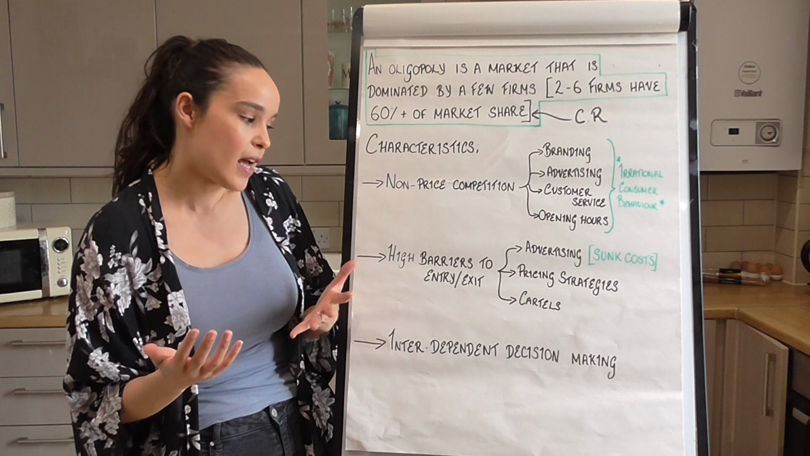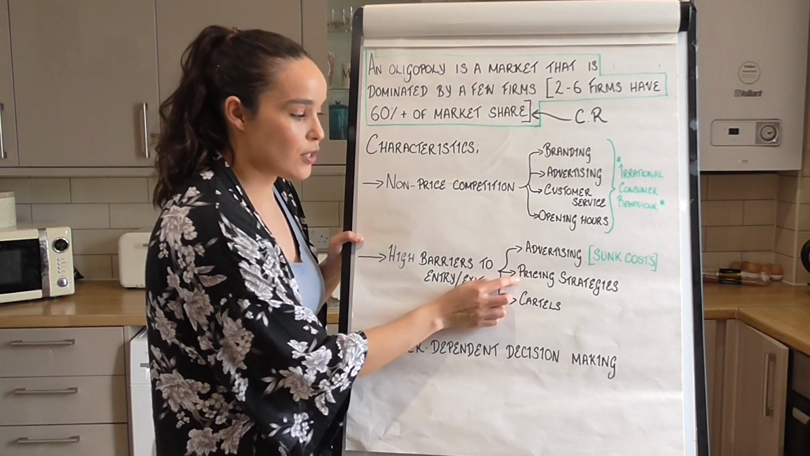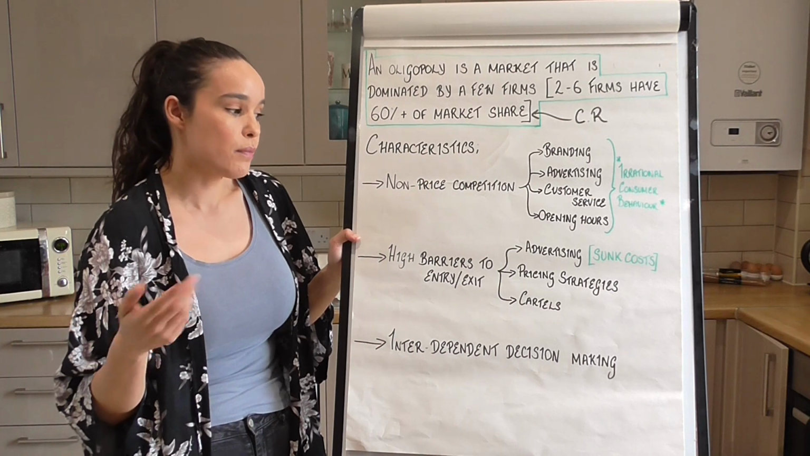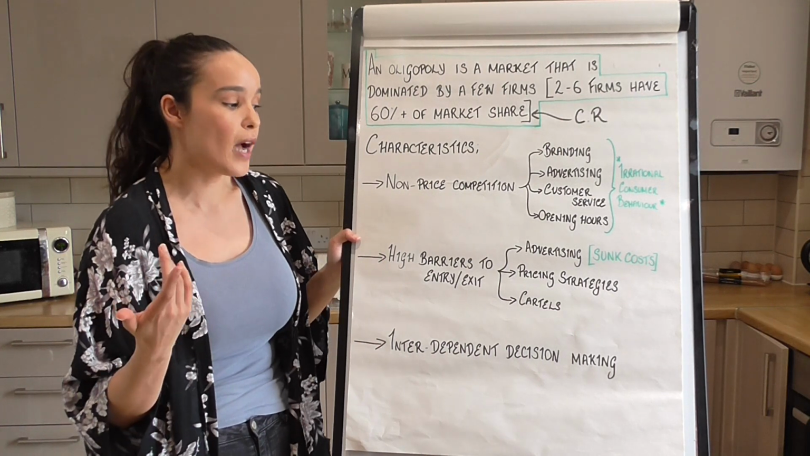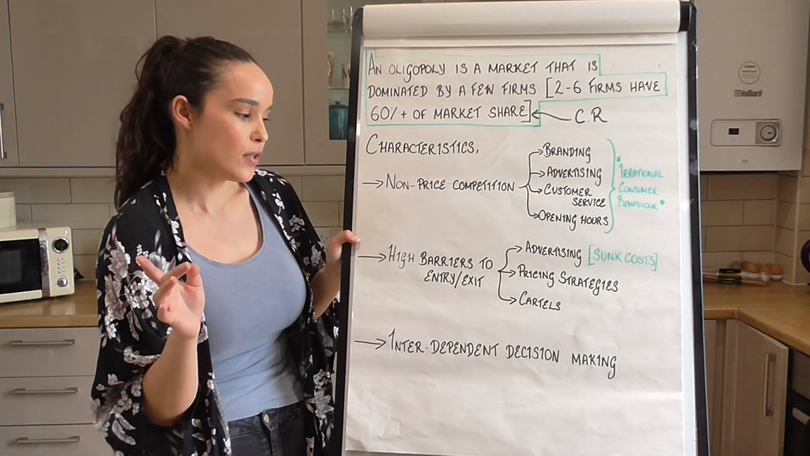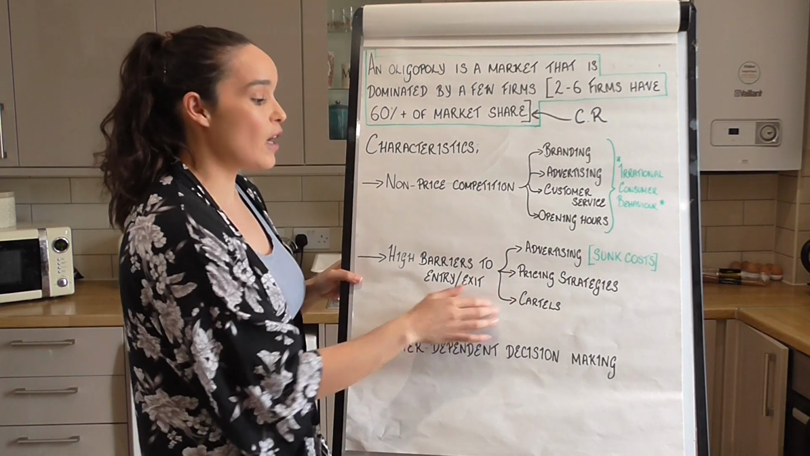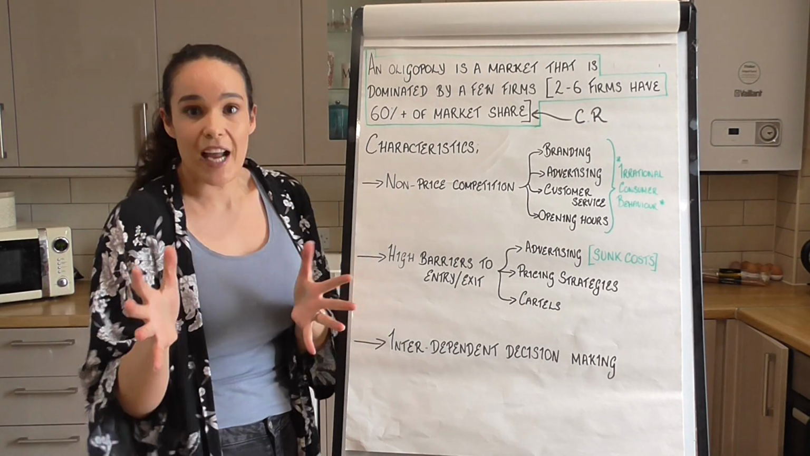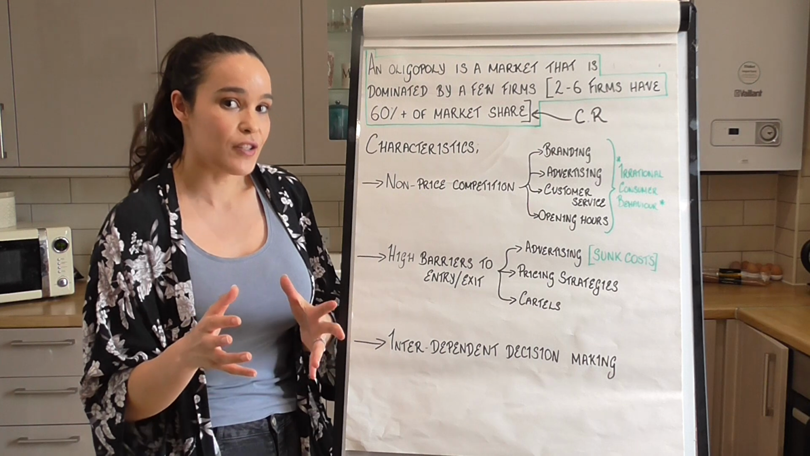Some other barriers to entry and exit are pricing strategies. So a firm, like one of the large firms, may choose to predatory price or limit price. We're going to do a whole video just on those pricing strategies, so don't worry too much. And then another barrier to entry or exit is cartels. So we're going to have a look at cartels. Don't worry too much about cartels.